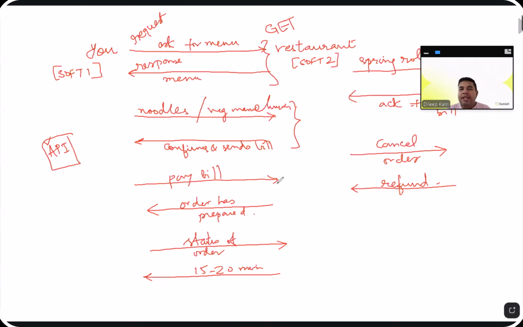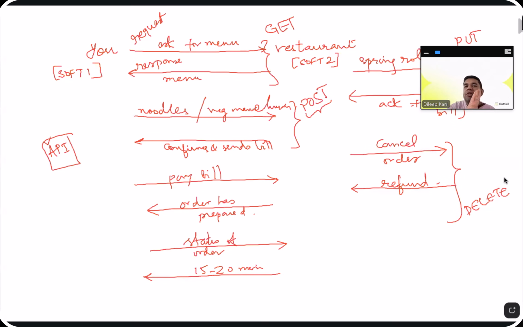When you are placing a new order, you are putting in a new order, so you are calling it a POST request. It's a kind of request where you are putting in a new order. When you are updating a given order, it is like a PUT request where you are updating the existing order. When you are canceling your order, that is like a DELETE request where you are canceling the order and you are trying to get a refund for your money.